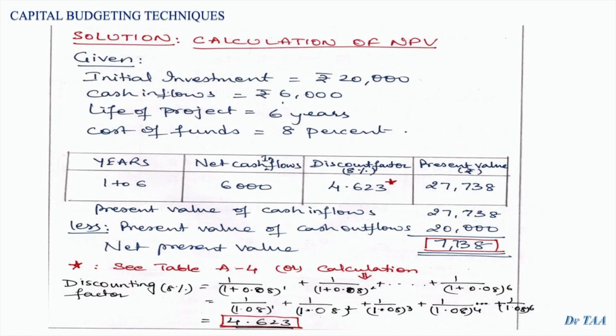So here what is given is the initial investment is 20,000, cash inflow is 6,000, life of the project is 6 years, cost of funds is 8%. So we do the calculation like this.